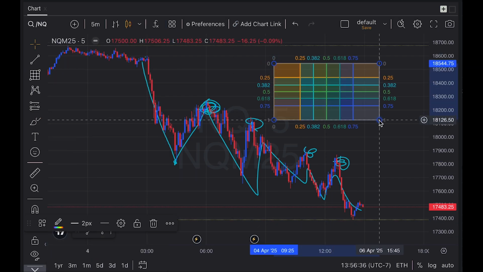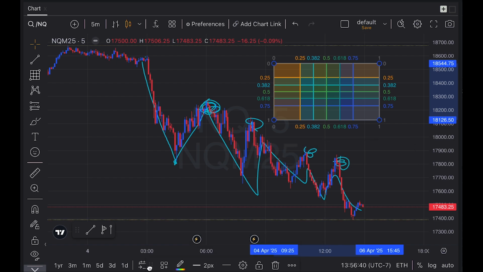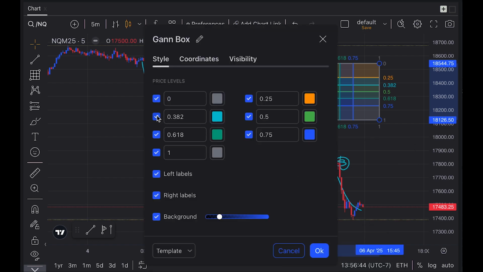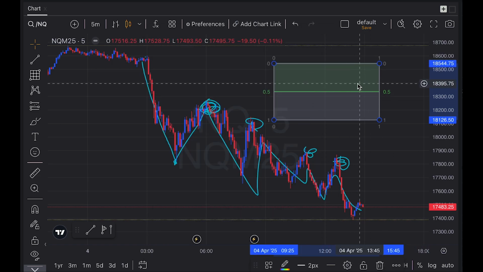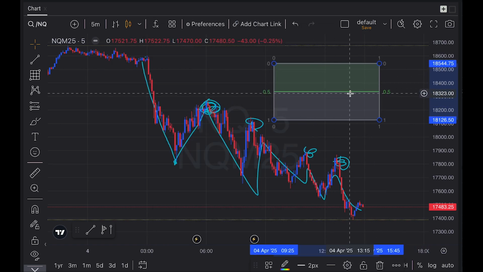And as soon as you create it, it's gonna look really weird. So you're gonna wanna go to settings and take off every single price level that's not 0, 1, or 0.5, and on the vertical time level, anything that's not 0 or 1. So it leaves you something like this.